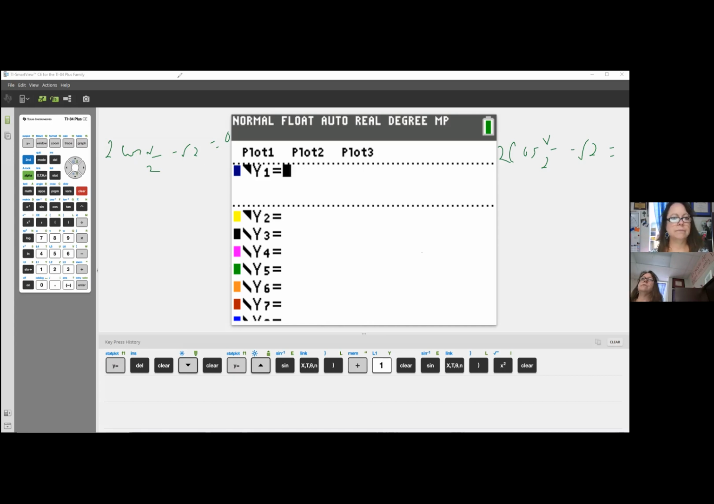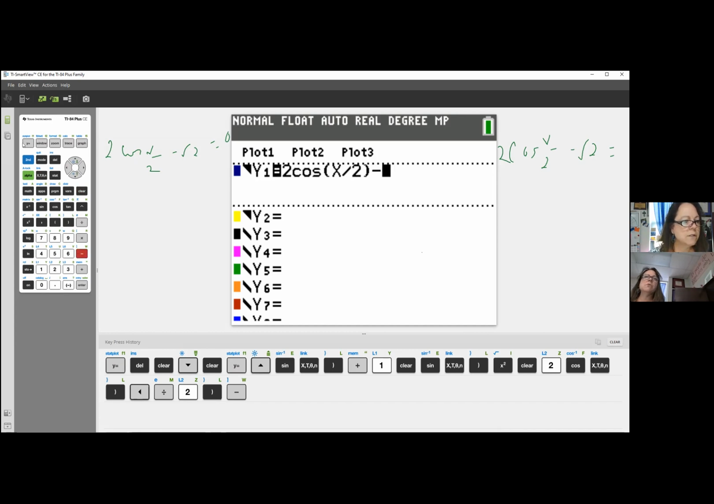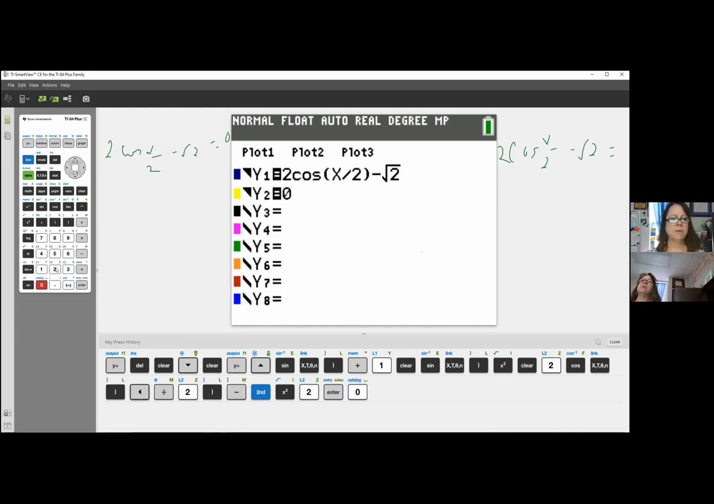All right, so 2 cosine of x, and I've got to close that cosine. Oh, actually, that was x divided by 2. Okay, close it. And then it is minus the square root of 2. All right, and then I'm going to go ahead and make this equal to 0. My equation was equal to 0 there. At this point now, I want to make sure that my mode is in degrees, and it is. It's right there.